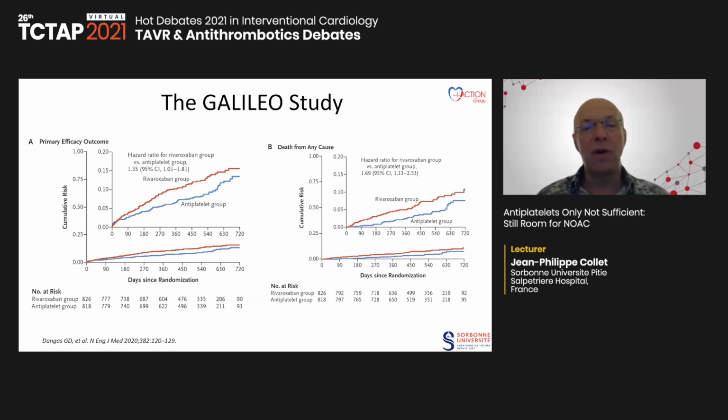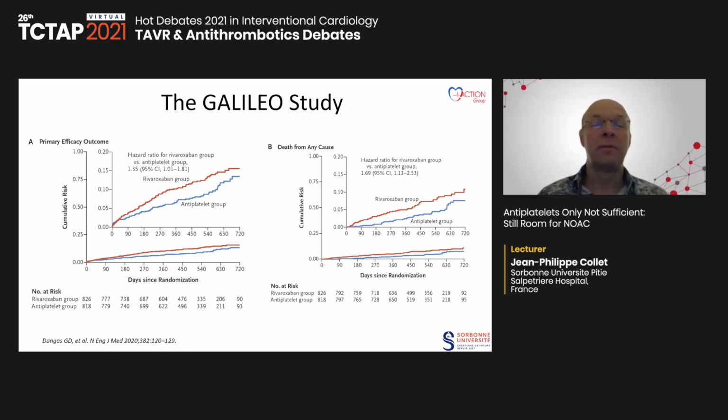But the remaining question is that if we have a similar safety profile of a NOAC versus antiplatelet agents, the question is whether the observed reduction of leaflet motion is associated with a better outcome. And I think that this question should be explored and remain open.